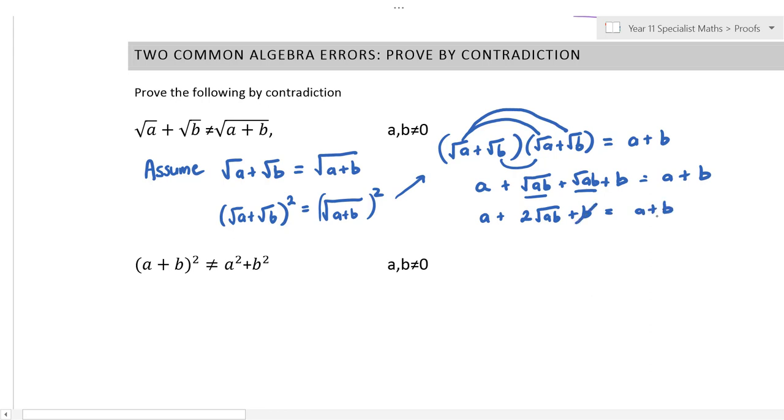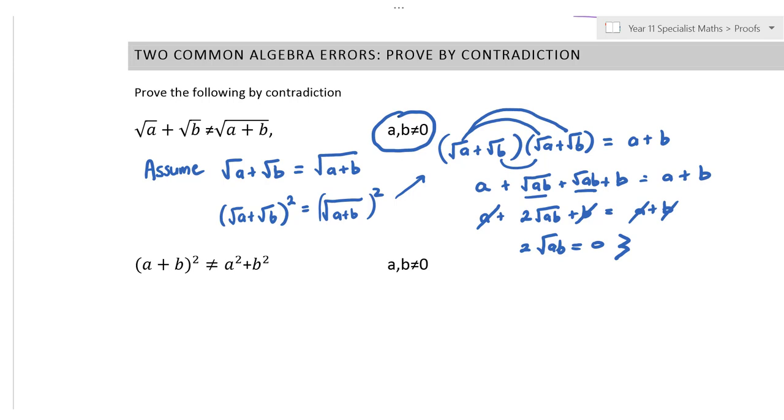We can even cancel these out, and we can say that 2 root AB is equal to 0. But haven't we just found a contradiction? Because what is the assumption that we've made? A and B aren't 0. So how could that possibly be the case? Because A and B are non-zero. Therefore 2 root AB can't equal 0, can it?